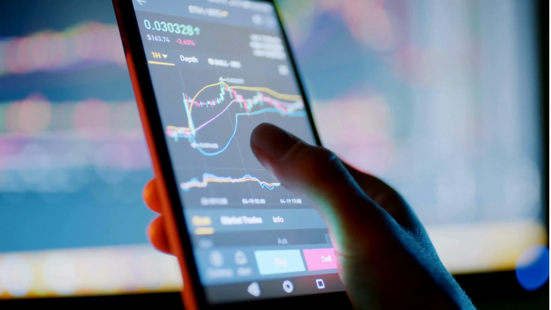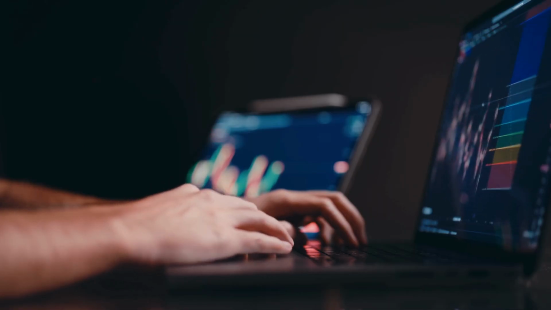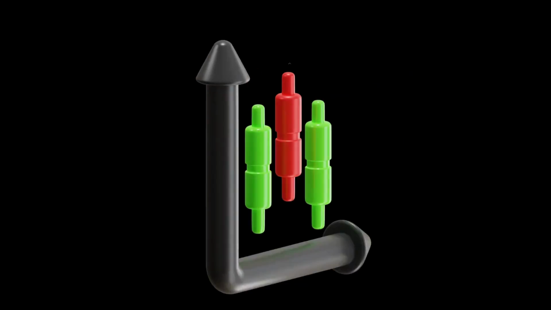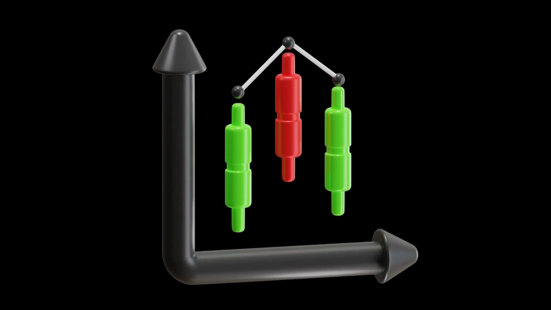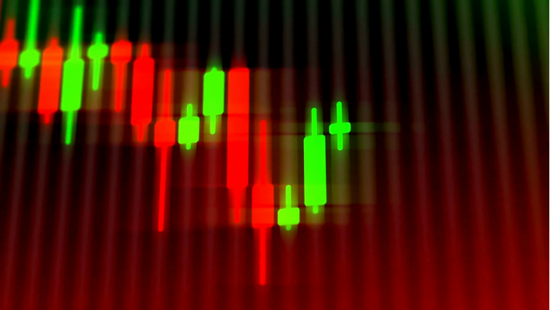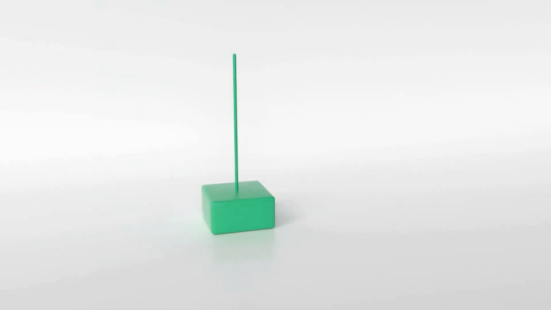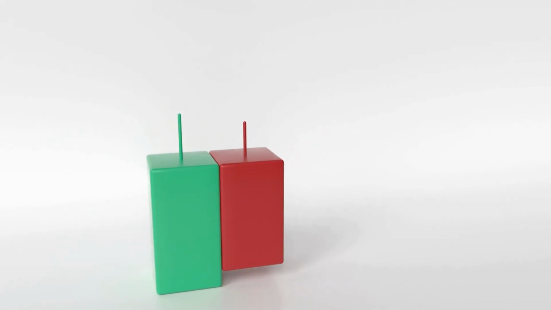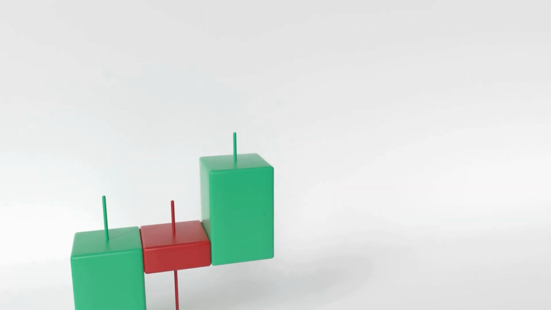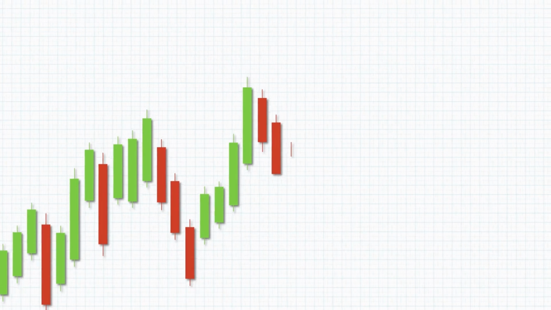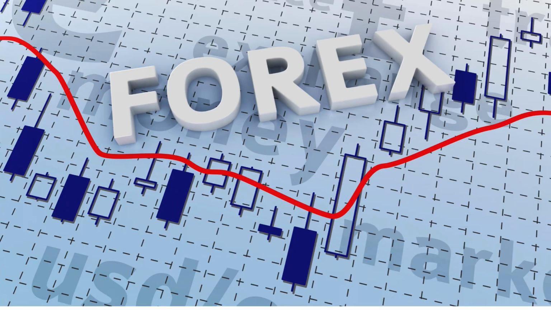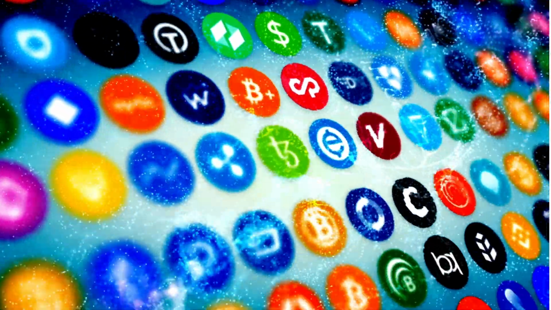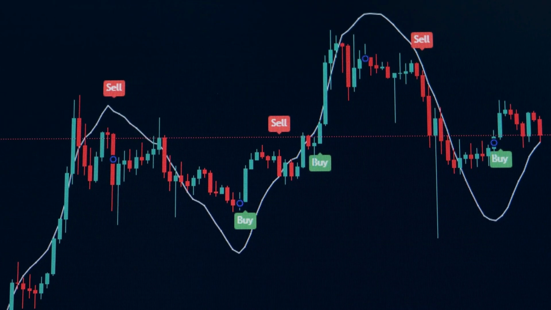Stop scrolling. If you've ever looked at a trading chart and thought, what the heck do these candles even mean? If you're confused by green and red candles, don't worry, you're not alone. But here's the truth. In this video, I'm going to show you exactly how candlesticks work, what they tell you about price action, and how to use them to make smarter, more confident trades.